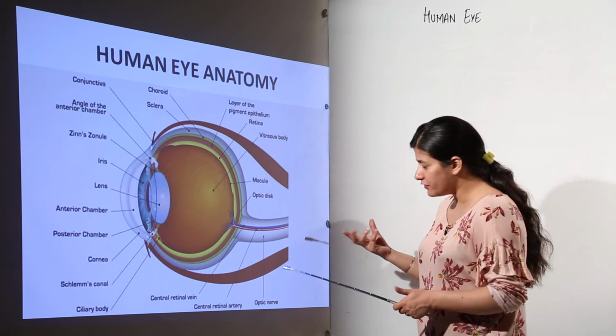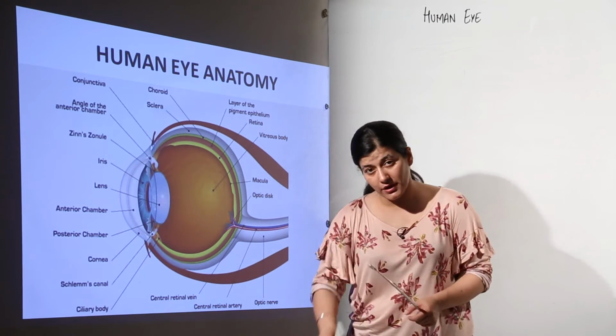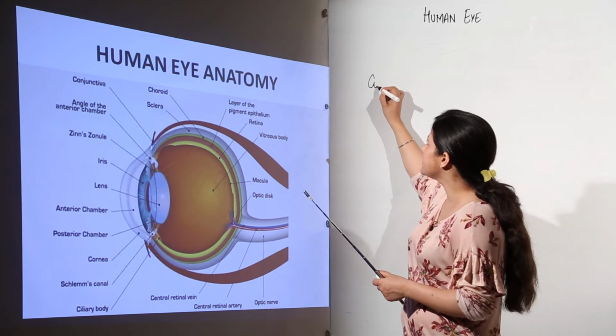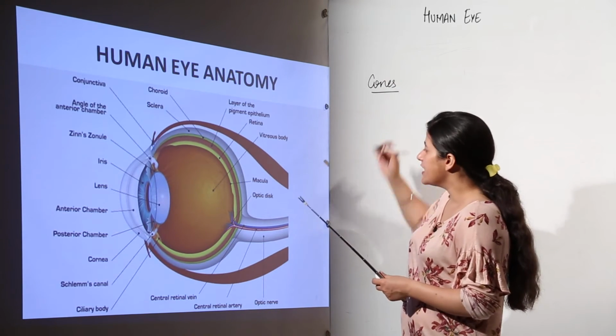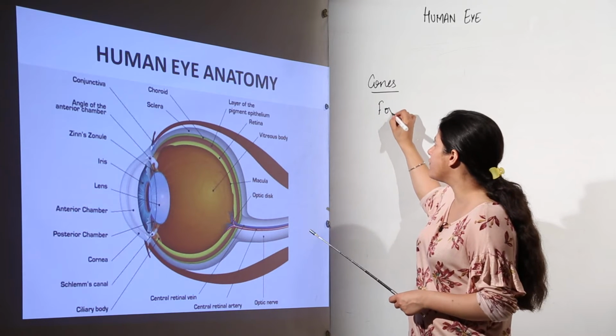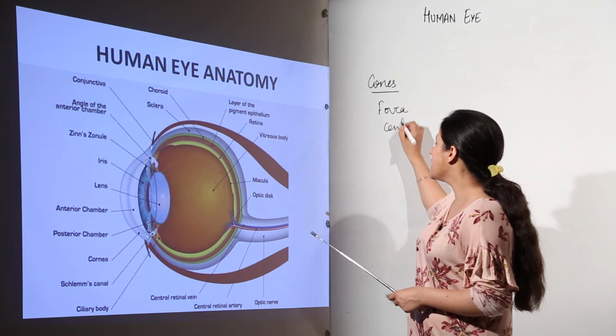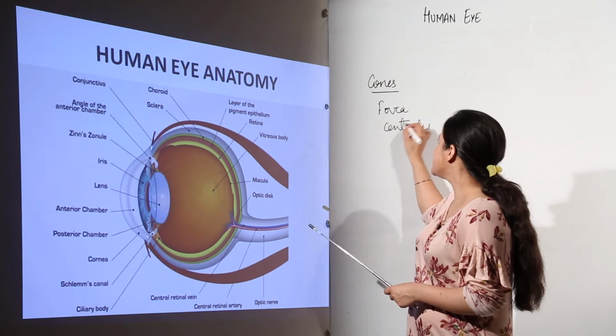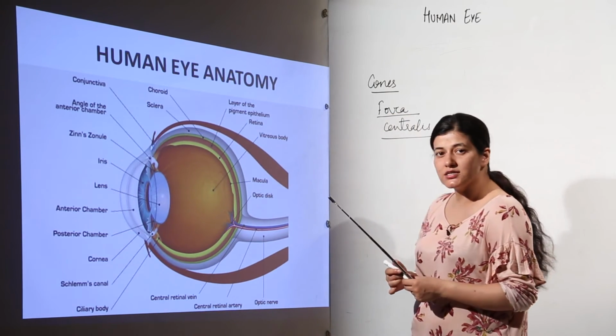Cones are the cells we will study about. It is cone cells which are present, and they are present in such abundance that we have a point known as the fovea centralis, where the resolution of the image is highest.